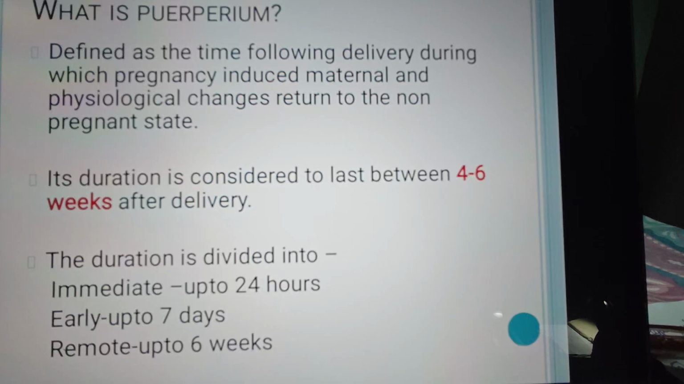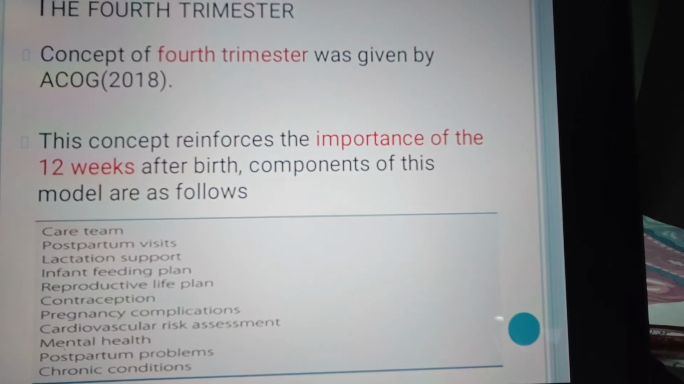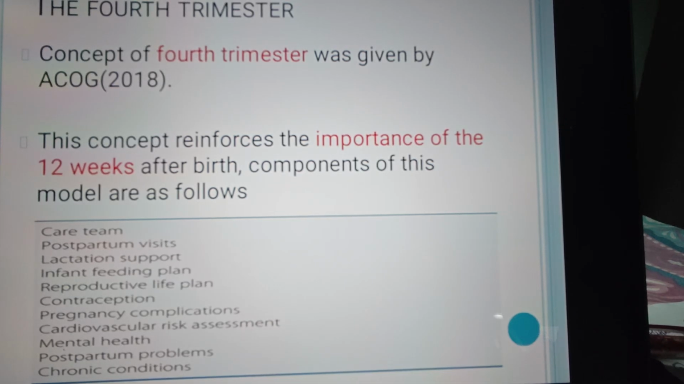Early puerperium is up to 7 days or 1 week, and from 1 week onwards till 6 weeks, it is remote puerperium. Now there is a concept of the fourth trimester. This puerperium is also known as the fourth trimester. The concept of the fourth trimester was given by ACOG in 2018, and this concept reinforces the importance of 12 weeks after birth. That is, the 12-week period after delivery is considered the fourth trimester.